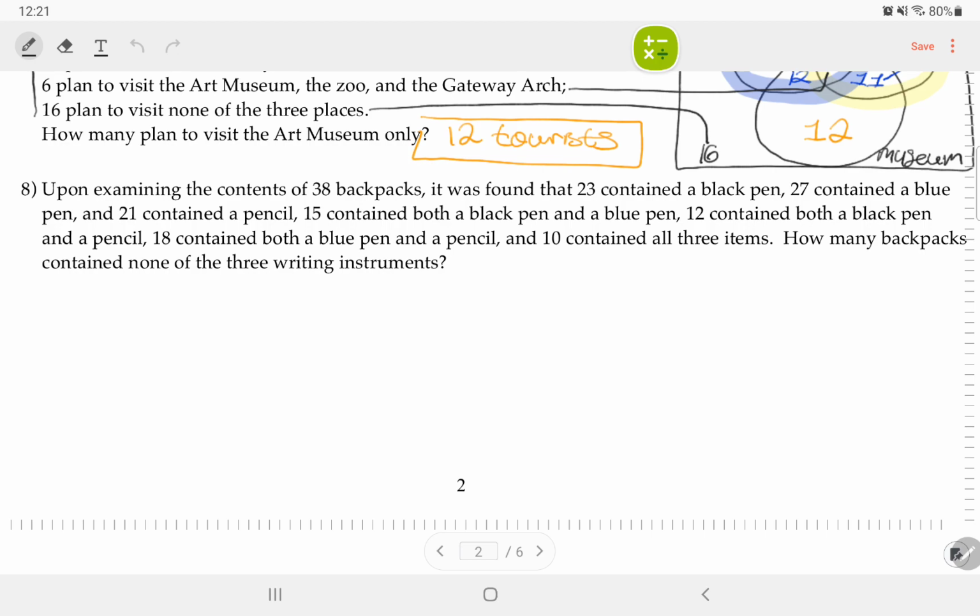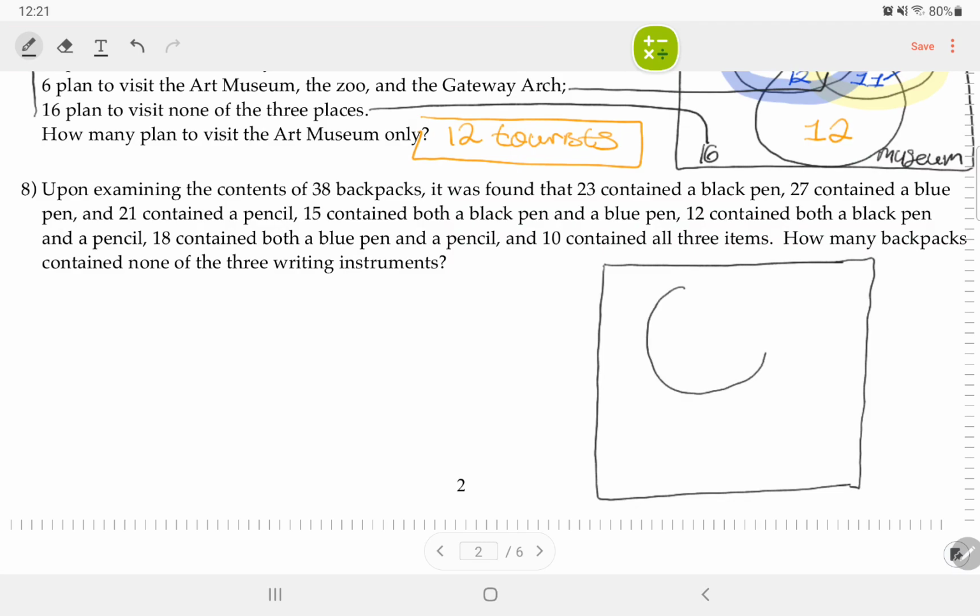So we're going to use another three-circled Venn diagram to illustrate the following result and to answer the question of how many backpacks contain none of those objects. Now, as a student who used to show up to school with a bag full of books and no writing utensils, I know how it feels to be one of these people that has none of those items.